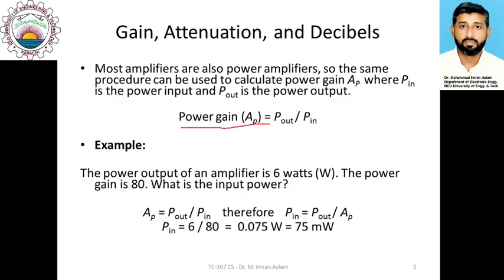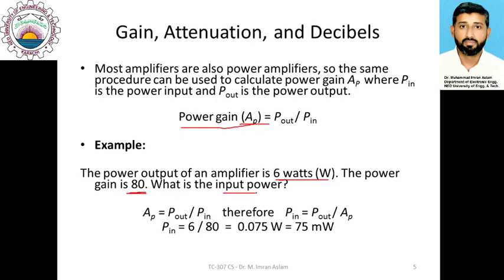I have shown the power gain with subscript P in order to show that this is power. So the power gain is defined as output power divided by input power. Let us take a very simple example. Say we have the output power of an amplifier which is 6 watts, so we know the output power, and the gain is given as 80. You must know that this gain does not have any specific unit, because it is the ratio of two same quantities, out and in, both in watts, so gain is a dimensionless quantity.